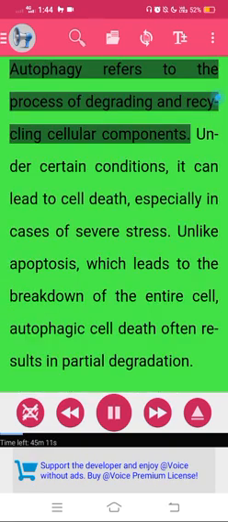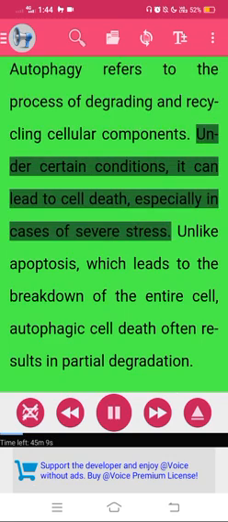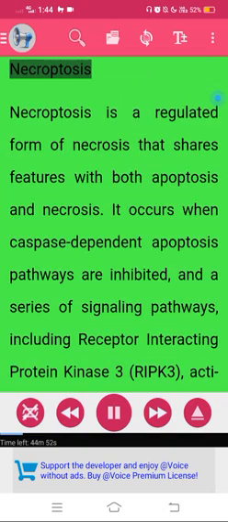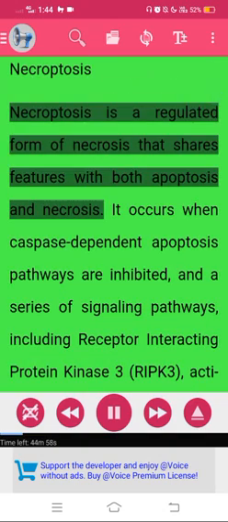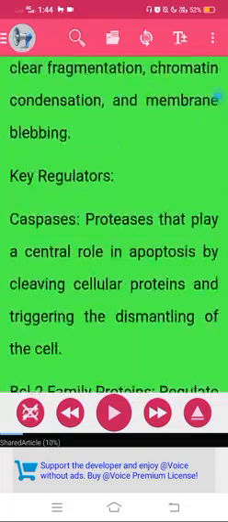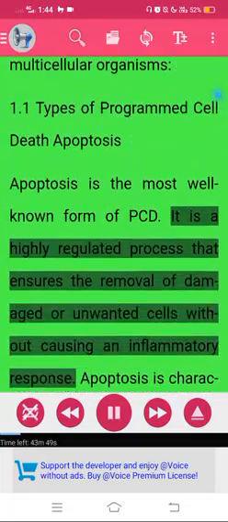Autophagic cell death. Autophagy refers to the process of degrading and recycling cellular components. Under certain conditions, it can lead to cell death, especially in cases of severe stress. Unlike apoptosis, which leads to the breakdown of the entire cell, autophagic cell death often results in partial degradation. Necroptosis. Necroptosis is a regulated form of necrosis that shares features with both apoptosis and necrosis. It occurs when caspase-dependent apoptosis pathways are inhibited, and a series of events follow. It is a highly regulated process.